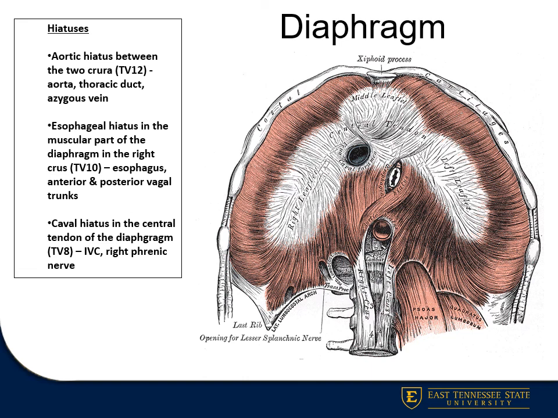There are a couple of hiatuses, or regions between the two crura where structures pass. We've gone over all these already, but there's the aortic hiatus, which is at the level of TV12. The aorta passes through, as well as the thoracic duct and the azygos vein. There's the esophageal hiatus at the level of TV10, where the esophagus passes through, as well as the anterior and posterior vagal trunks. And then there is the caval hiatus at the level of TV8, where the inferior vena cava and the right phrenic nerve pass through. So TV8, 10, 12: the hiatuses with the IVC, esophagus, and aorta.